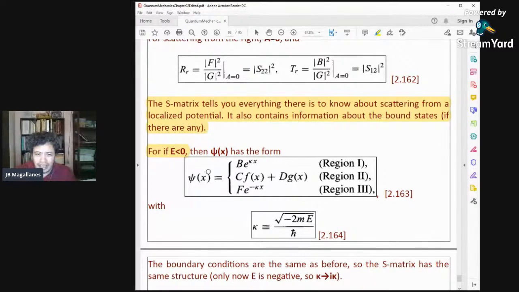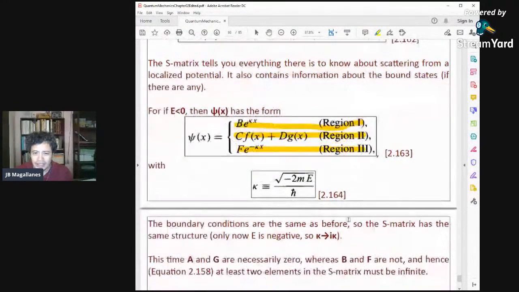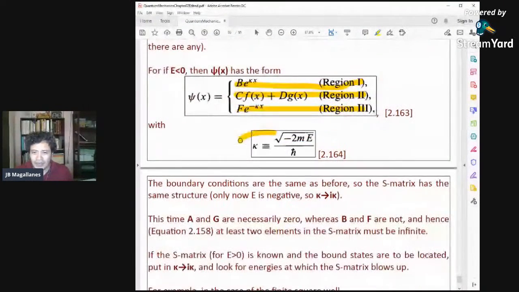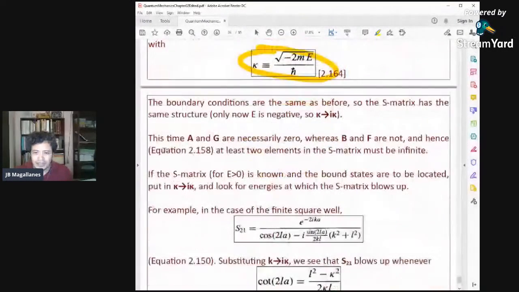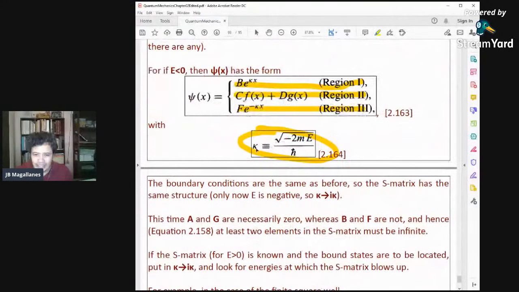So again, F has this form for region 1. For region 2, we have this, and for region 3, we have that. So again, with kappa equal to that, this is for the bound state. For the scattering state, this is K, and this is positive. For the bound state, this is negative.